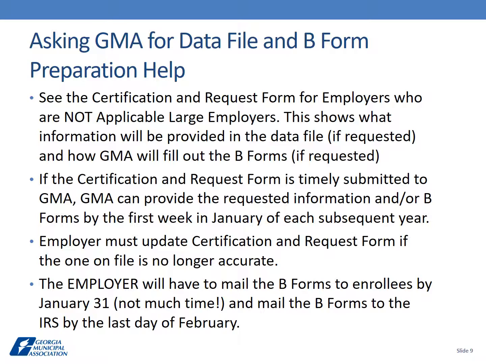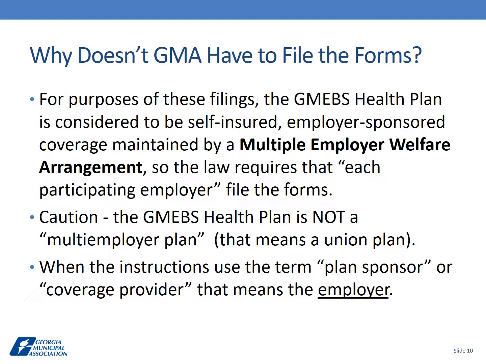If the certification and request form is timely submitted to GMA, GMA can provide the requested information and/or B forms by the first week in January of each subsequent year. The employer must update the certification and request form if the one on file is no longer accurate. The employer will have to mail the B forms to enrollees by January 31st and mail the B forms to the IRS by the last day of February.